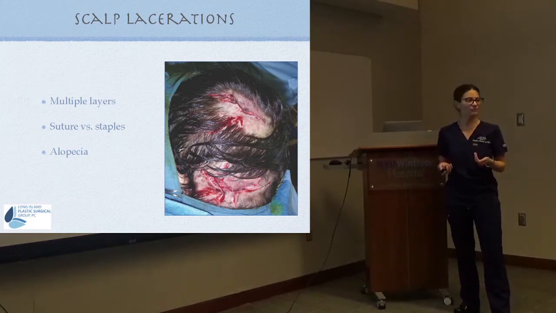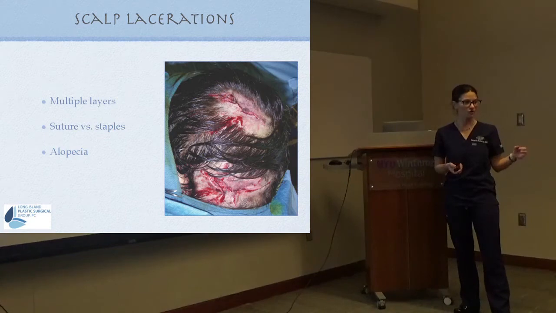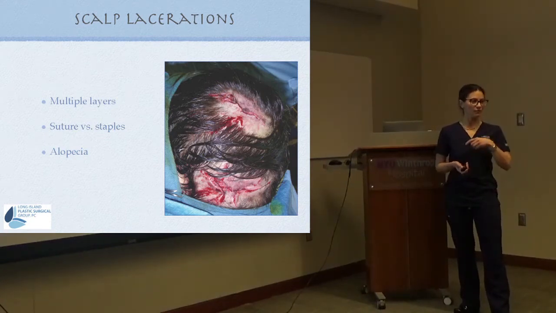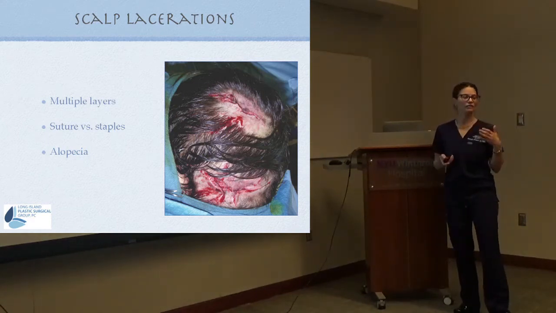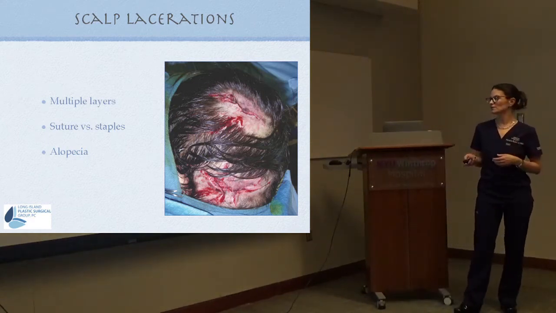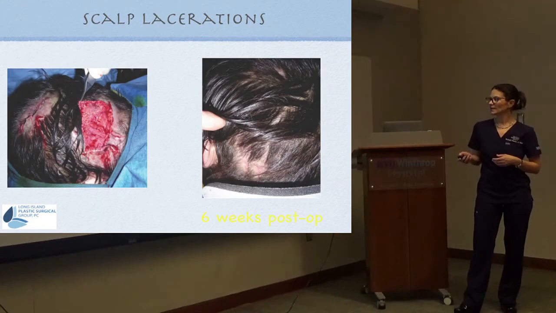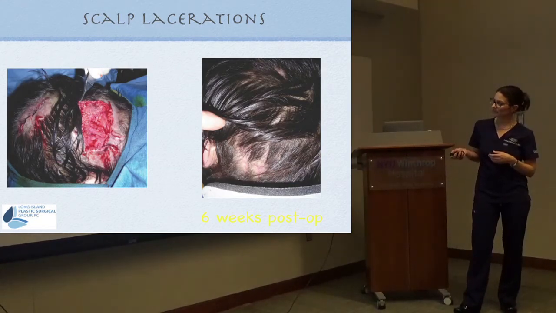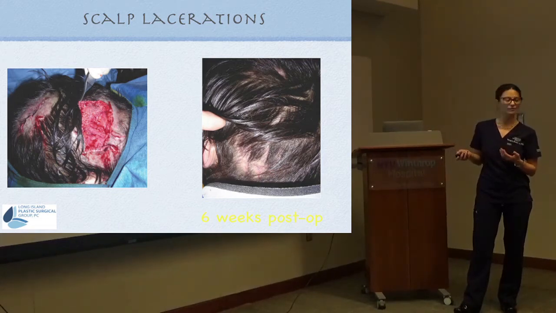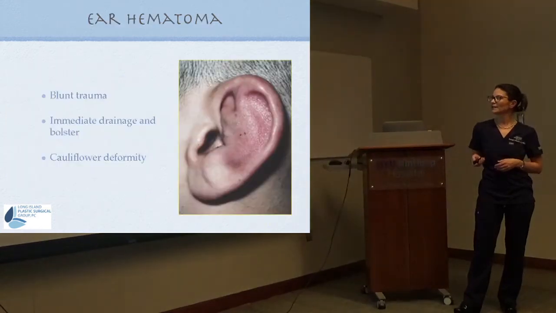But you do have to counsel parents, especially in a growing child, that in the area of the scar, hair doesn't grow. There are no hair follicles in scar tissue. So they will have an area of alopecia in the area of the scar, especially in a child that is still growing. And here's an example. This is just 6 weeks post-op, well healed, but you'll see that in the area where his lacerations were, he doesn't have any hair growing.